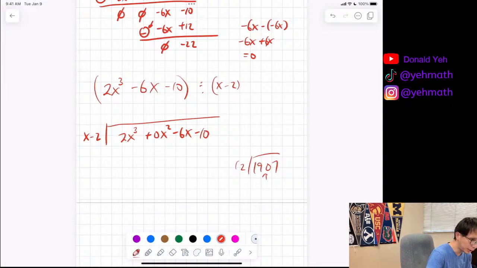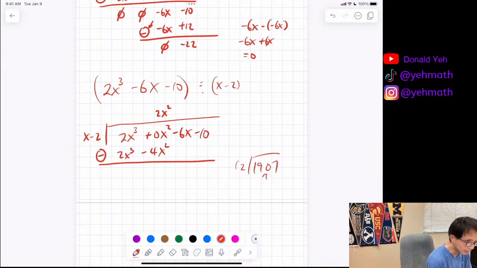Now I'm going to do it here. So it's going to be 2x squared. 2x squared times x is going to be 2x cubed. Same thing as last time. This one's going to be negative 4x squared. Now I'm going to draw this negative sign to remind me I'm always subtracting. So we know 2x cubed minus 2x cubed is 0. But what's the next thing?